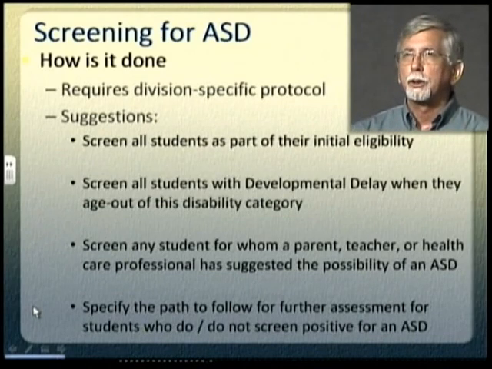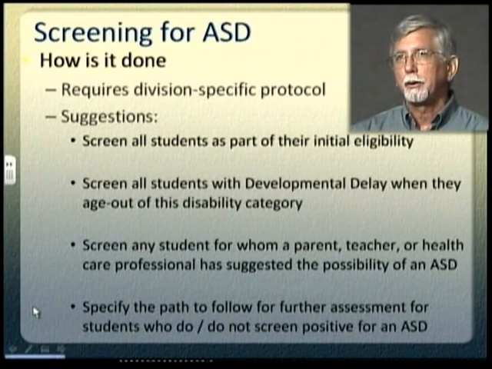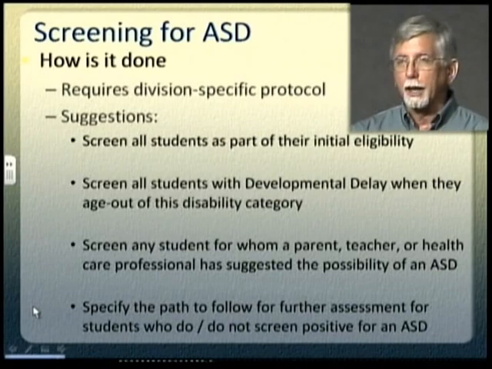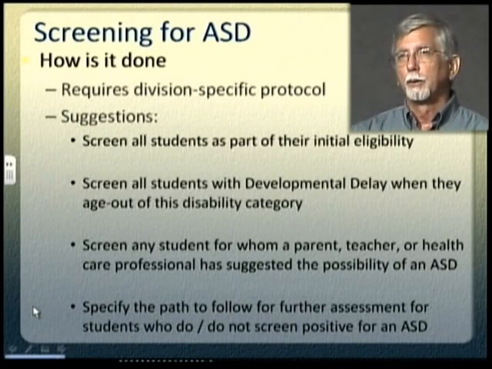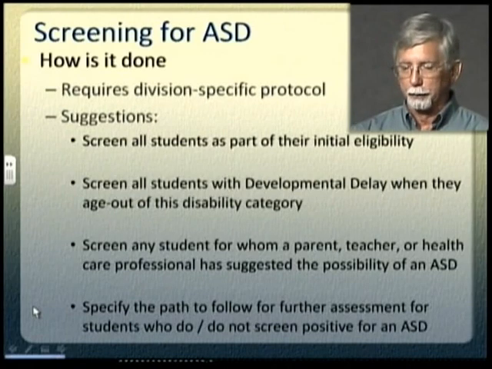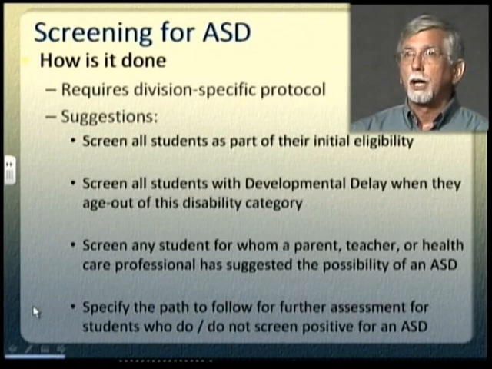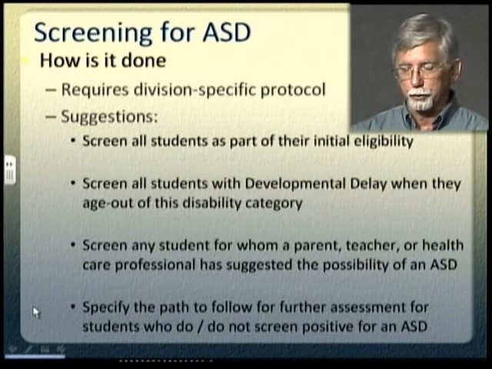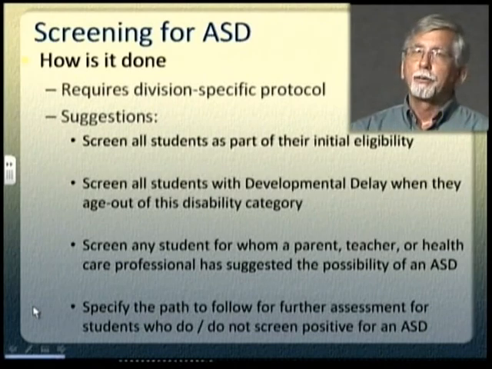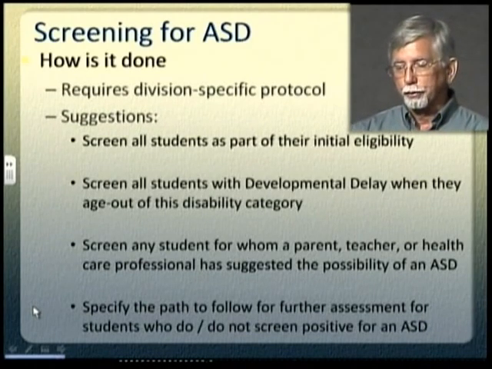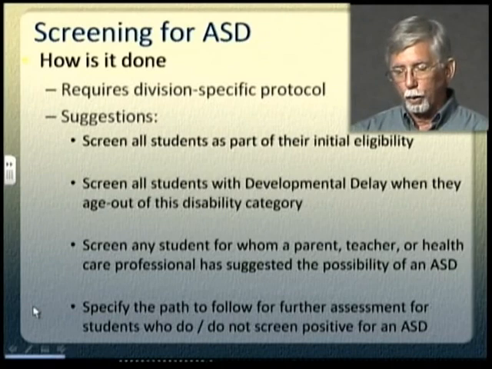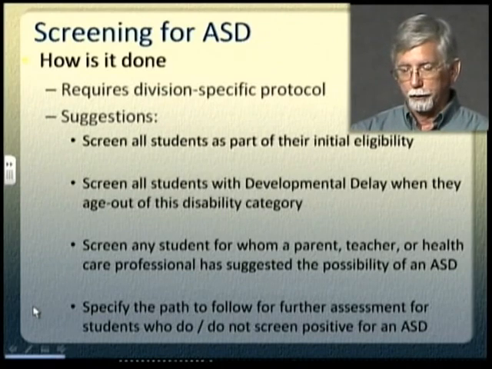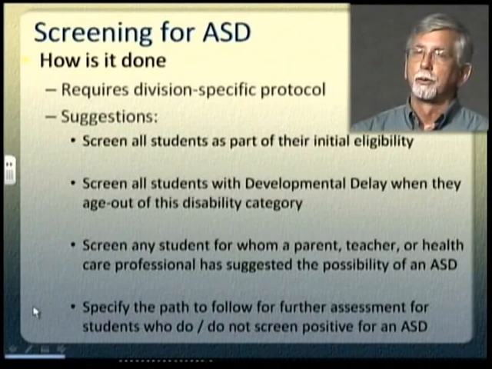A second point at which students might be screened would be when they move from developmental delay to some other disability category, when students age out of the developmental delay category. This would be another reasonable time for a structured instrument to determine whether or not the child displays characteristics of autism spectrum disorders. And finally, schools might choose to screen any student for whom a parent or a teacher or a healthcare professional has suggested the possibility of an autism spectrum disorder.